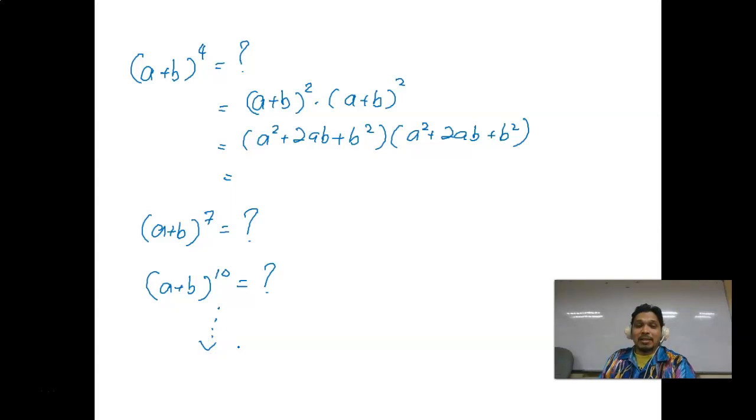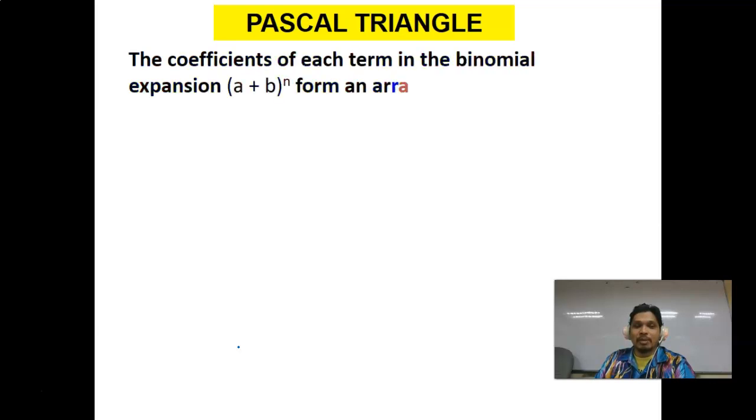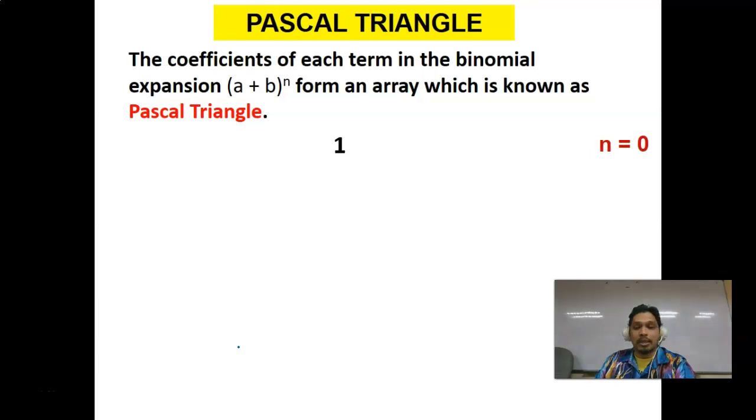So to simplify this, we are going to use what we call Pascal's triangle as a method to find the coefficient of each term in the binomial expansion, in an array known as Pascal's triangle. This helps us to expand the binomial expansion easily. You have the handout with you, so just refer to that.